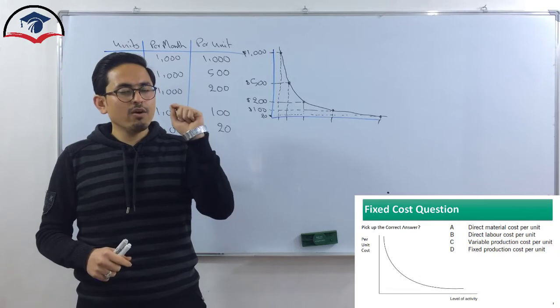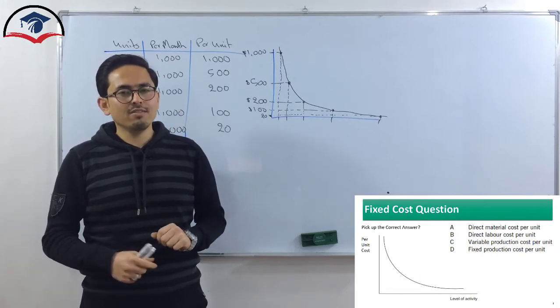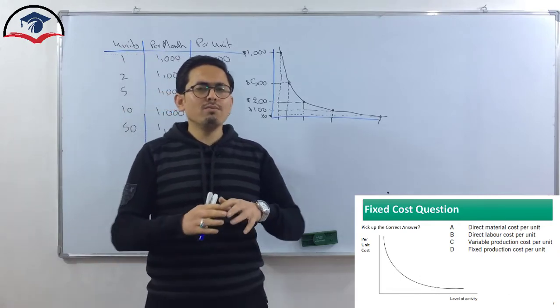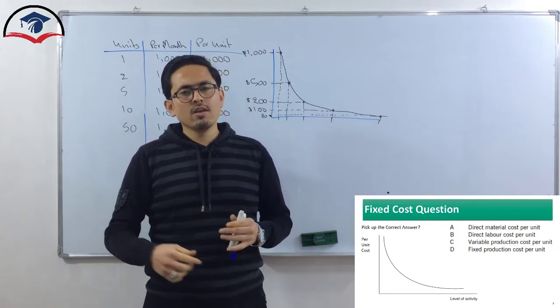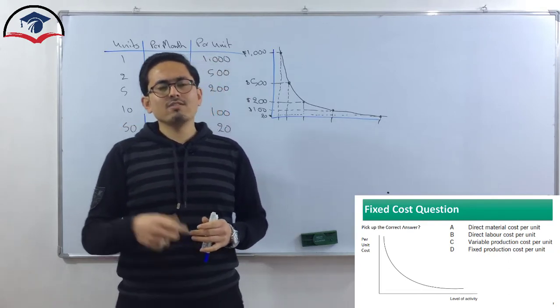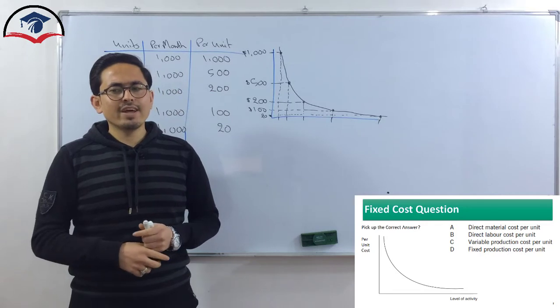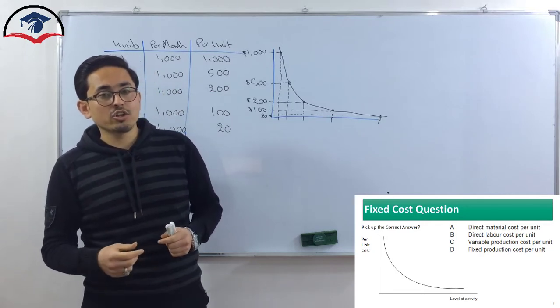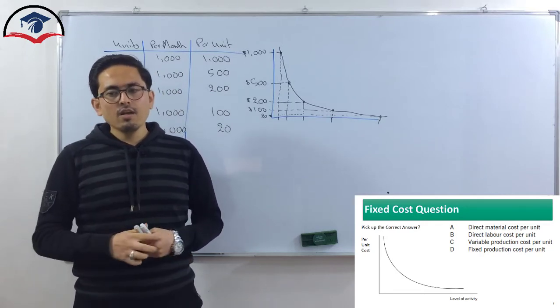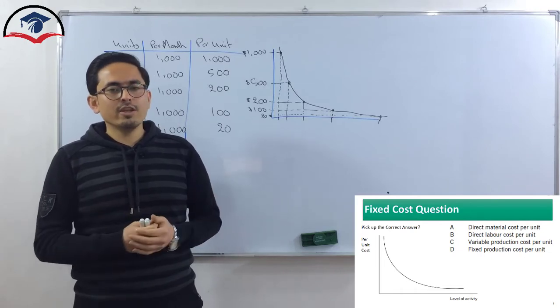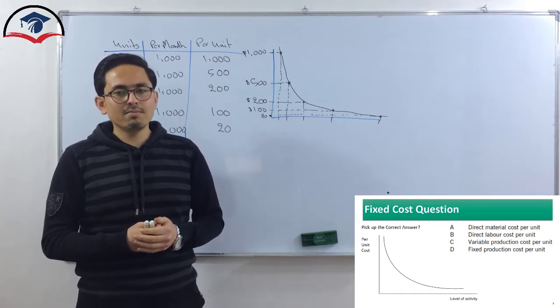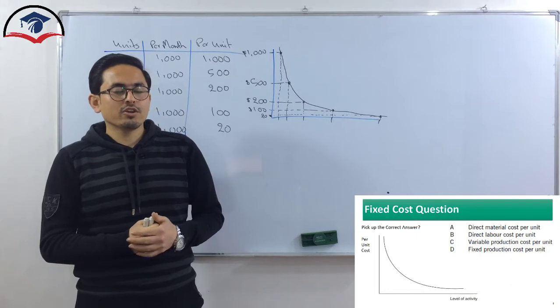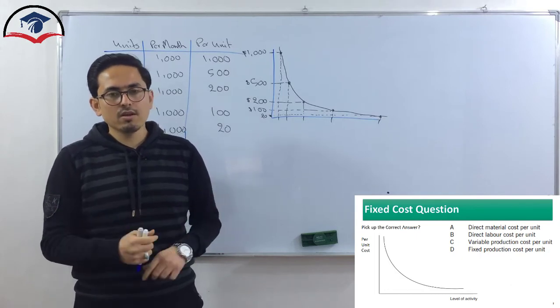We will have another video on that very soon. Be with the channel. It will be described well with practice questions and examples. What is direct material? Same for direct labor and variable production cost as well. So direct labor is also a type of variable cost on a per unit basis. Variable production cost per unit, it's a variable cost.